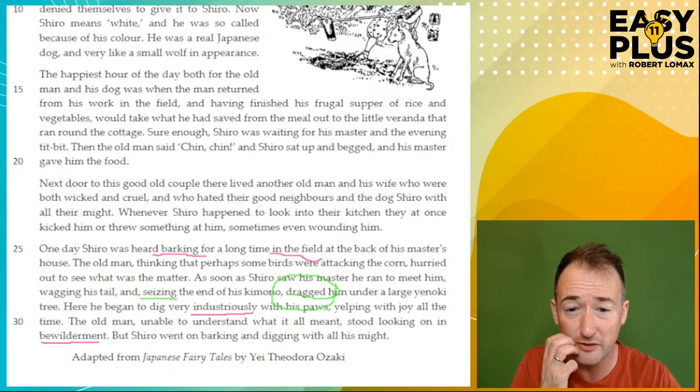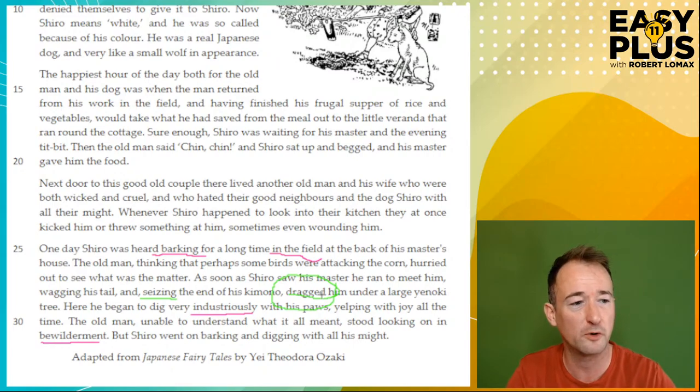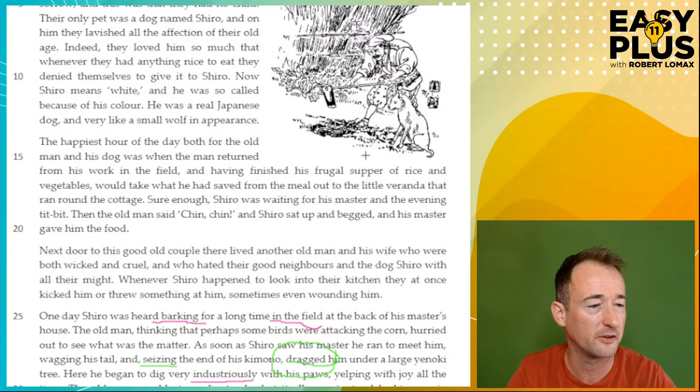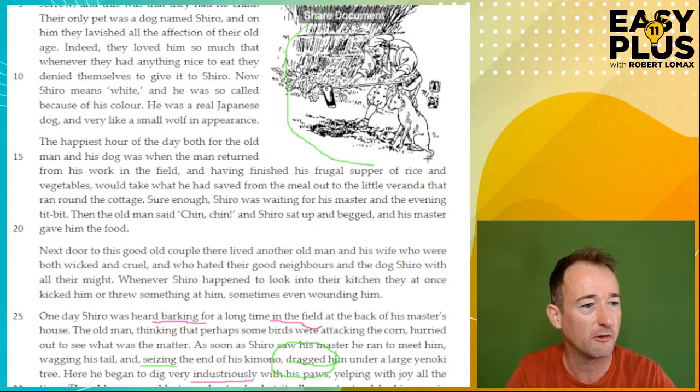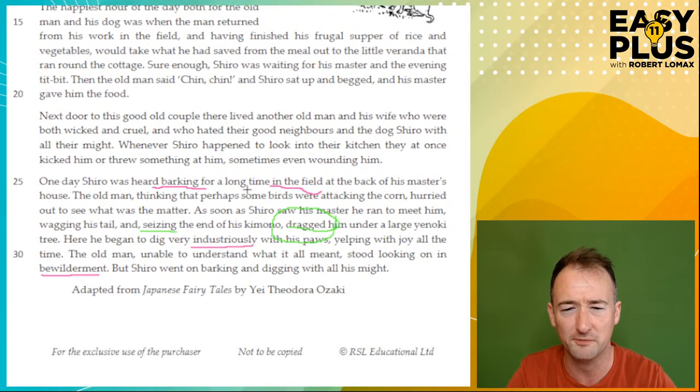And the key thing here is the word dragged. By the way, it talks about the master's kimono here. Anyone who's eagle-eyed and notices there's a little bit about clothing will notice that in the picture, Shiro's master is not wearing a kimono. So there's a little bit of an inconsistency there. But I don't think you need to worry about that too much.